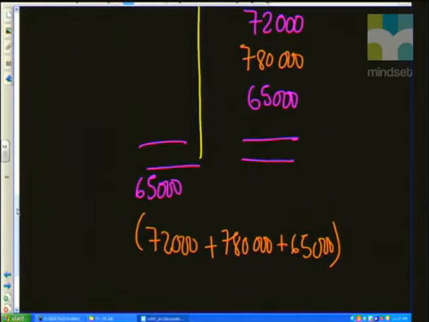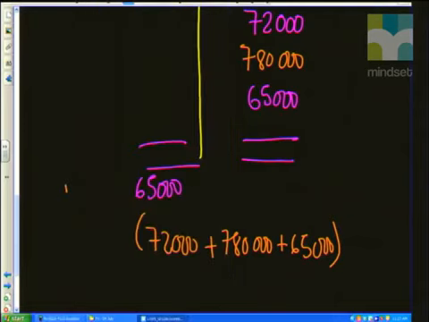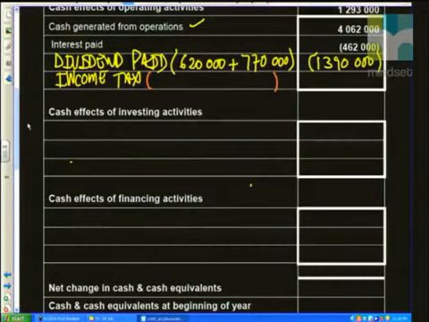Let's do that. It's the 72,000. We've already got the 780,000, so let's just add to it 72,000 plus my 65,000, and my answer is 917,000. So the answer here, guys, 917,000. Watch.